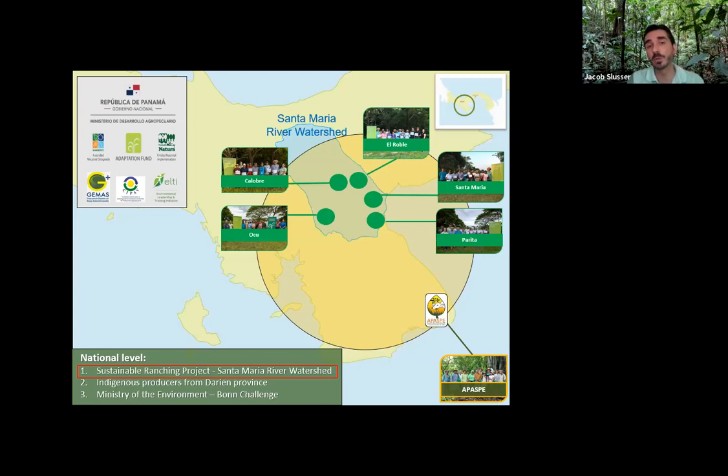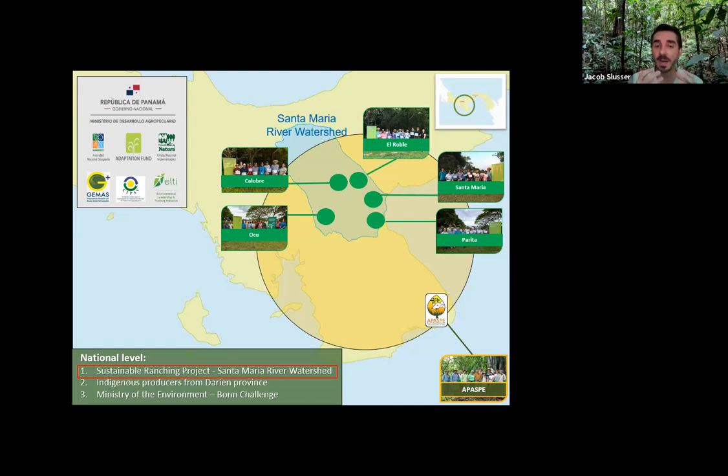And so moving north of the Asuero, one of Apaspe's greatest achievements was helping to train 120 farmers from the Santa Maria River watershed. And these farmers are currently participating in the largest sustainable ranching project ever executed in Panama. We're talking about 600 hectares of silvopastoral systems on 120 model farms.